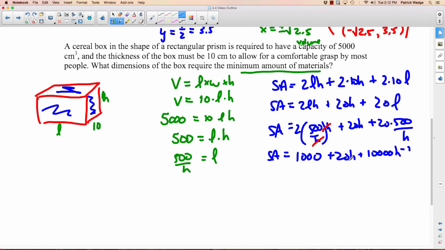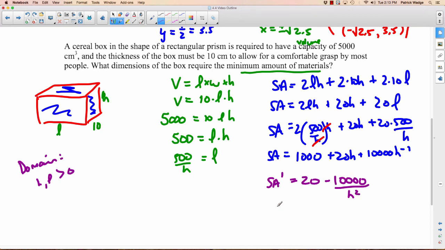So now we have what we want. We have the objective function, only one variable, and what do we know about the domain? Your length and your height both have to be positive, right? We're talking about distances, lengths, so h and L both have to be more than 0. Alright, we're ready to take the derivative. So SA prime equals, well, the derivative of 1,000 is just 0, so there's nothing to do there. The derivative of 20h is 20, and for the last term, the negative one comes down, so you have minus 10,000 h to the negative 2, which means it's negative 10,000 over h squared.